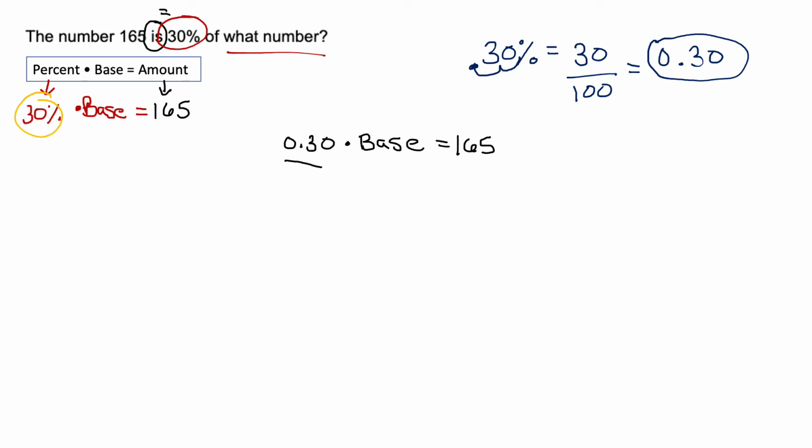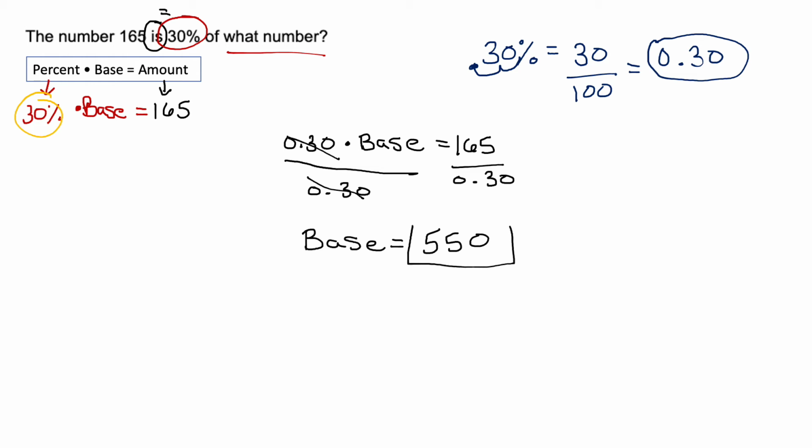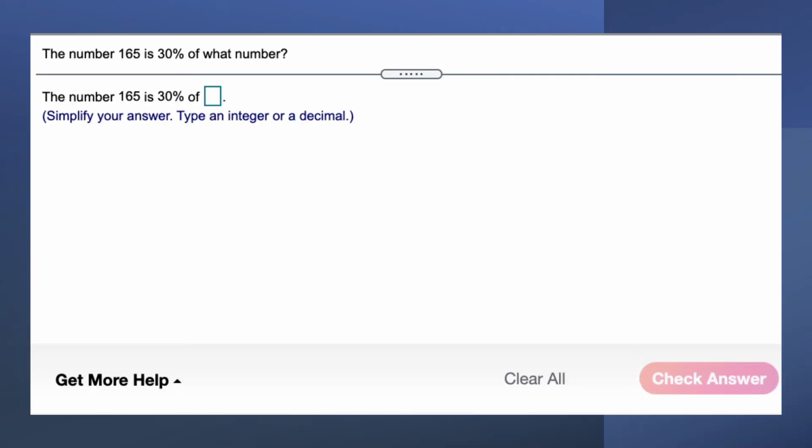I'm going to divide both sides by 0.30 to get the base by itself. So I have the base equals 165 divided by 0.30. When I do that calculation, I get that the base is 550. So my answer is 550. For this question, we simply need to type in 550.